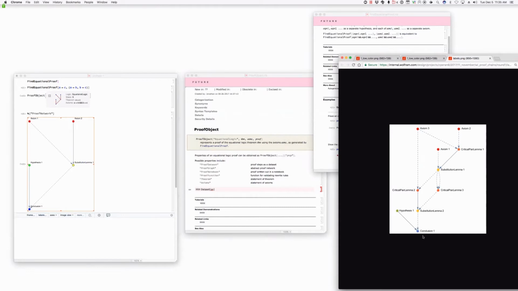So, if there is a flow from, how do we want to represent the sort of arbitrariness of the initial axioms and hypothesis?